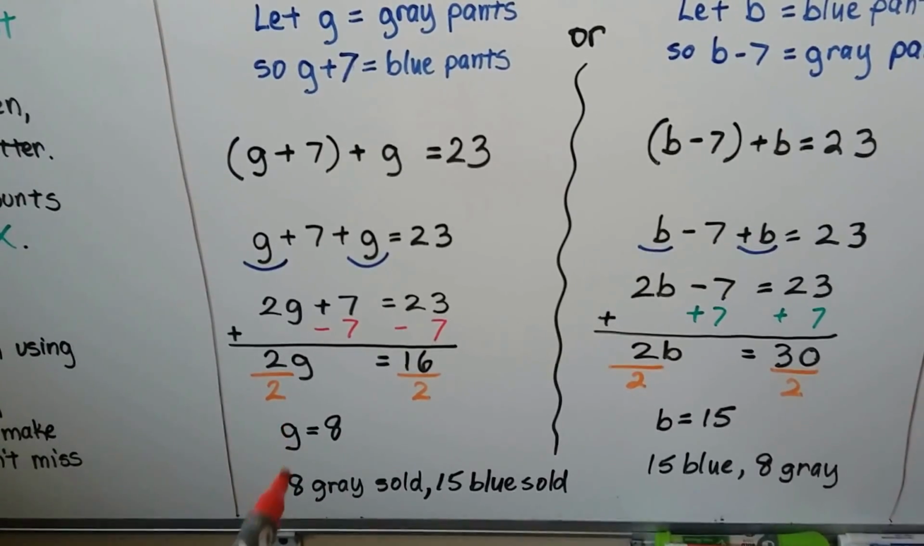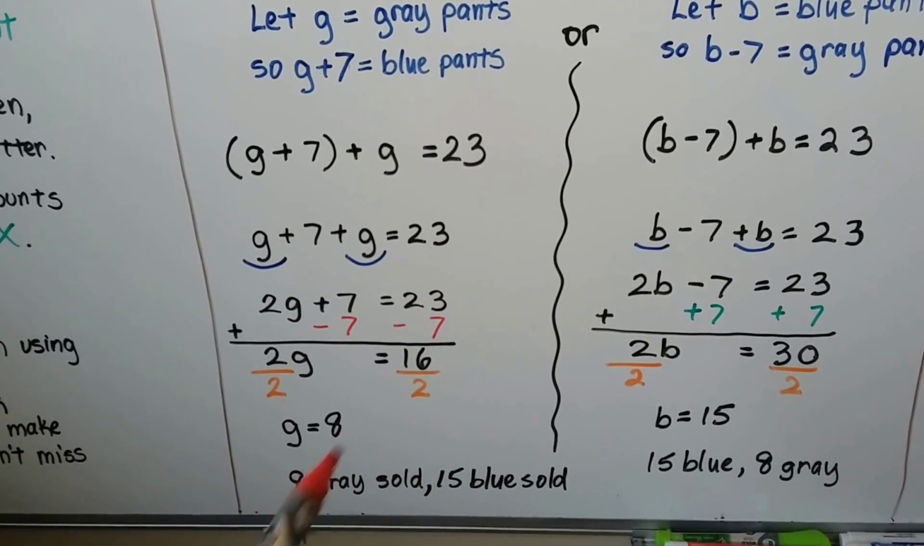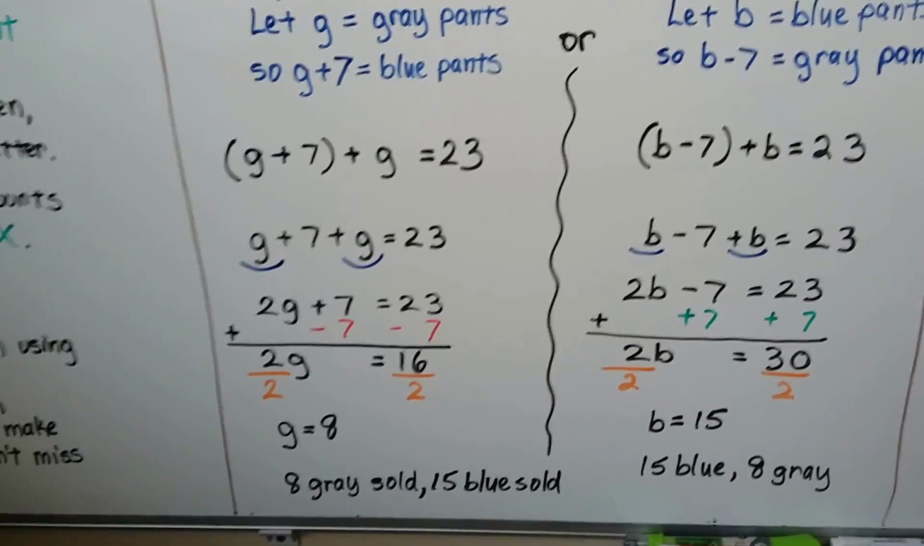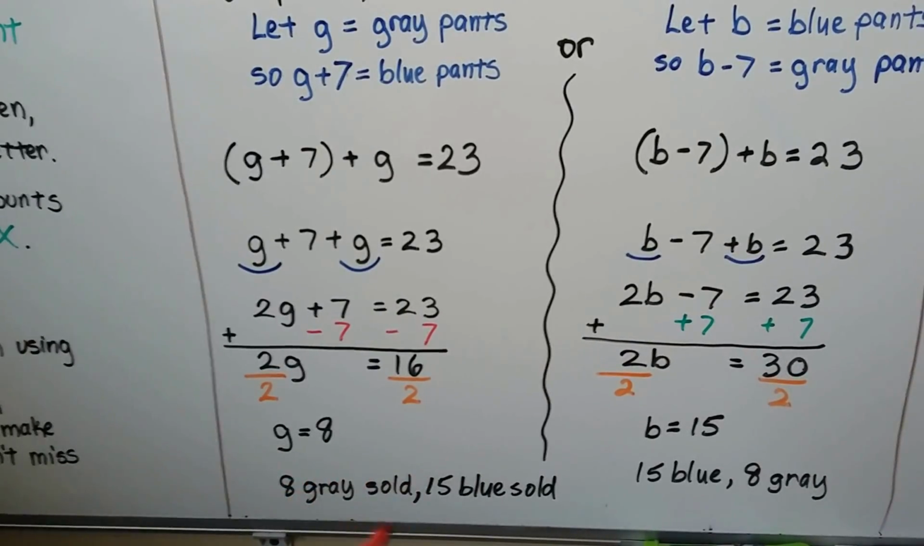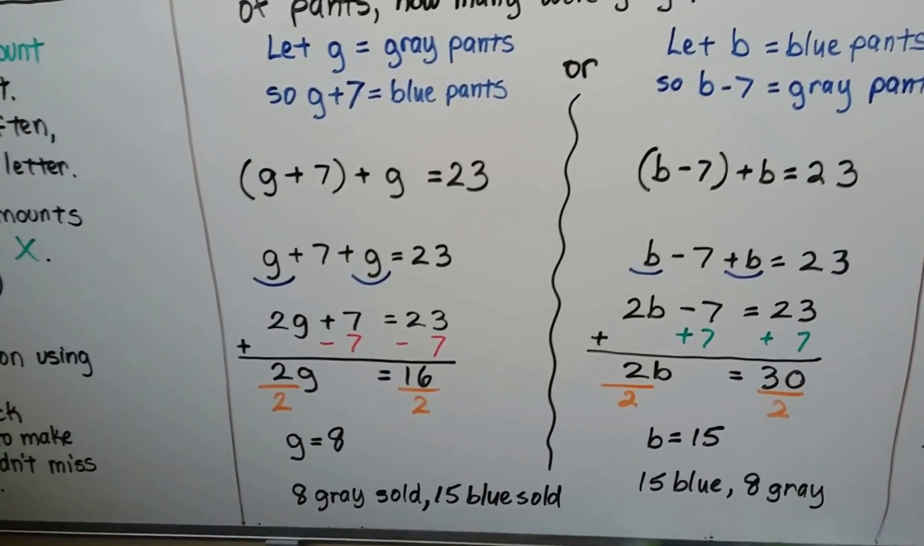We know that there were 8 gray sold, and we could even figure out if there were 8 gray sold, there must have been 15 blue sold. See? Process of elimination, we can figure out how many blue ones there were. It didn't ask for it, but we could still figure it out, couldn't we?